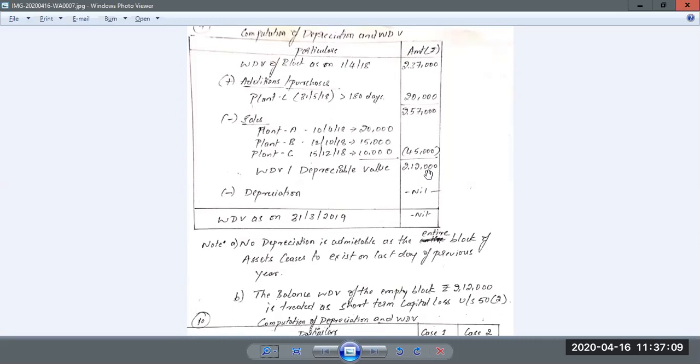Now, even though we have the WDV value before depreciation, or depreciable value, which is coming to 2,12,000, even then we cannot charge depreciation because all the three plants have been sold. In this entire block we had only three plants, A, B, and C, and all the three plants have been completely sold. That means the block of assets ceases to exist on the last day of the previous year. So on the last day, assets will not be existing in this particular block. So whatever 2,12,000 we have got here, we have to consider it as short-term capital loss.